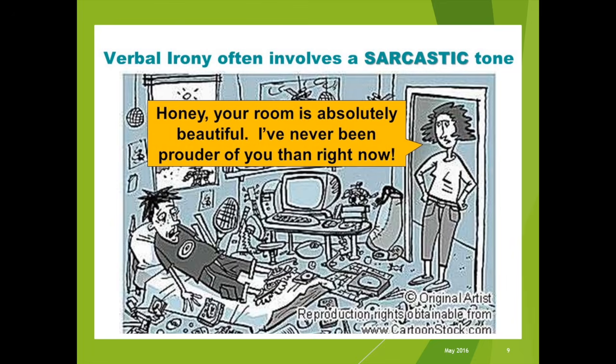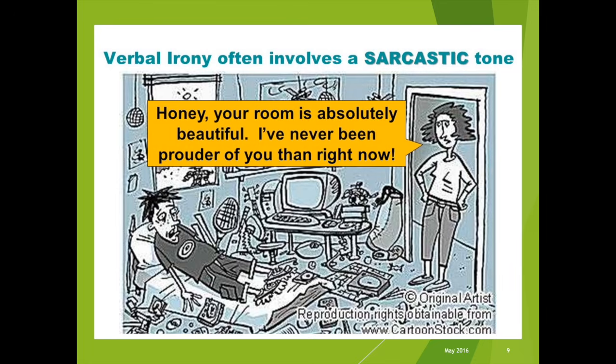Look at the mother's body language and facial expression in the cartoon. Her hands are on her hips, which indicates that she's angry or dissatisfied. She's not smiling either when congratulating her son on his beautiful room. The context or situation is also a dead giveaway. In the cartoon, the boy's room looks like a pigsty, yet the mom claims she's very proud of him because his room is super neat.